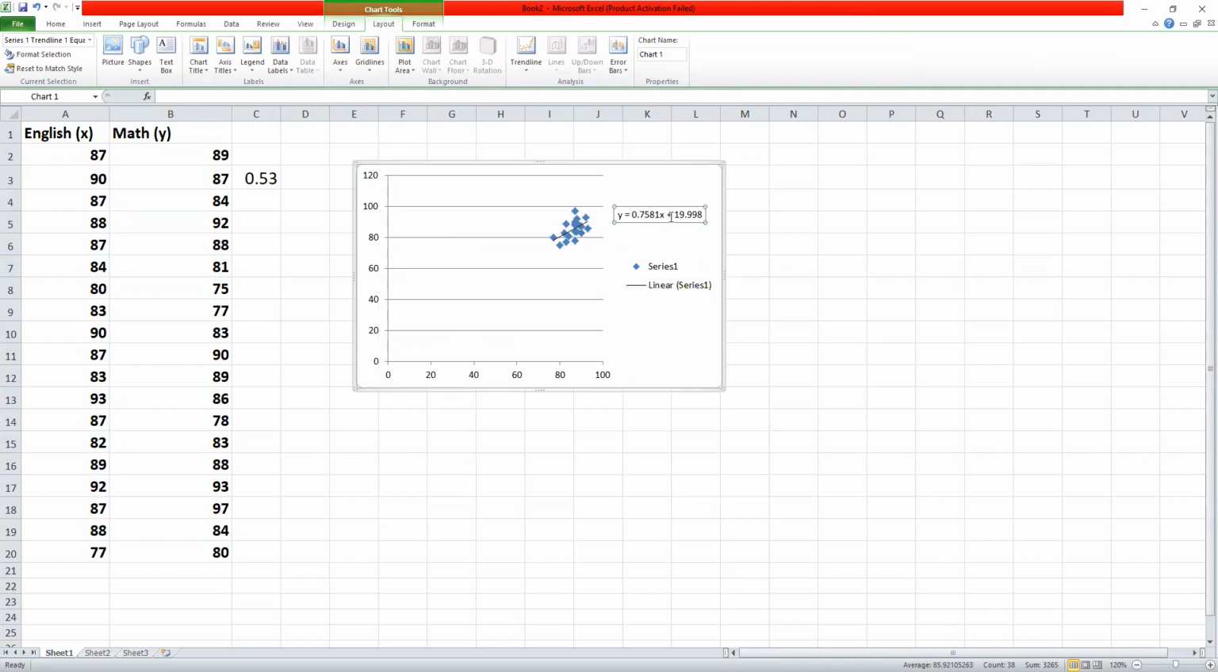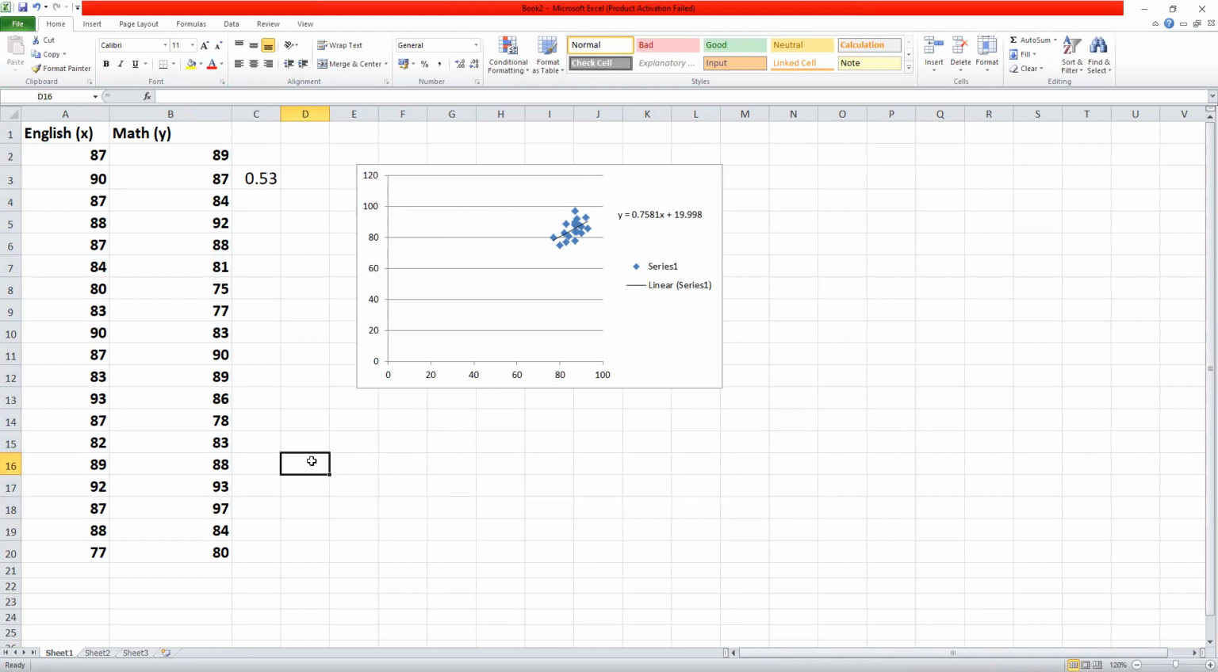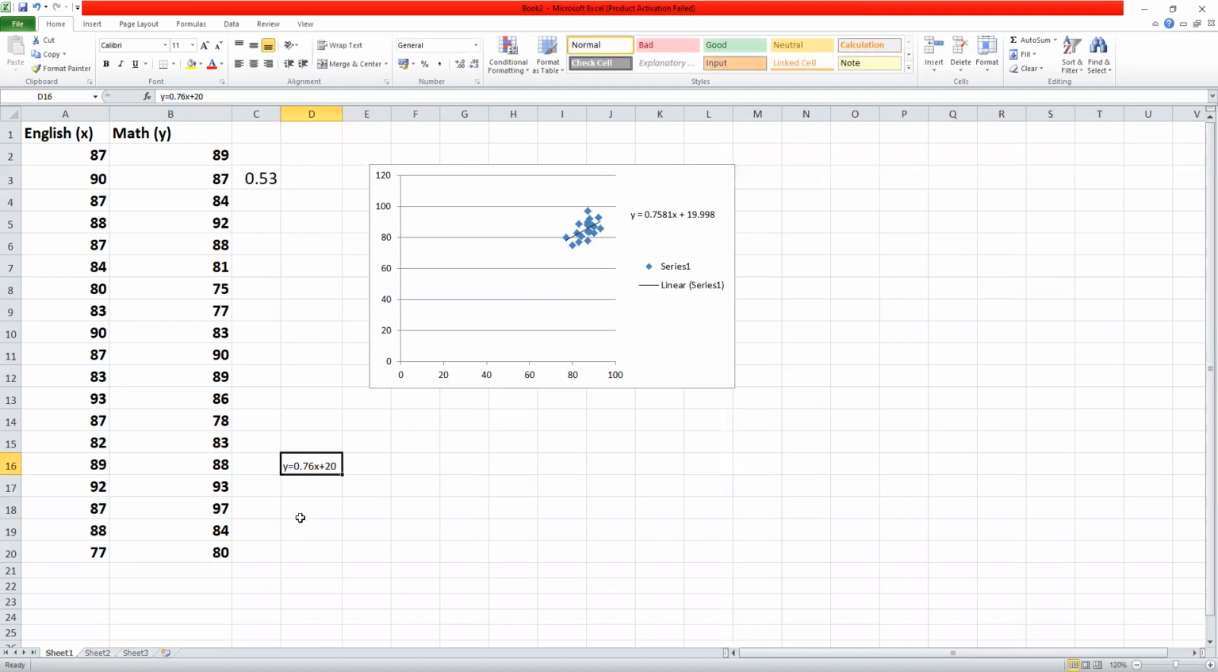This equation will be the linear regression equation. Again, for uniformity, we will round it off to two decimal places. So we have y equals 0.7581, which will be rounded off to 0.76, x plus 19.998, which will be rounded off to 20. So there you go. This is our linear regression equation.